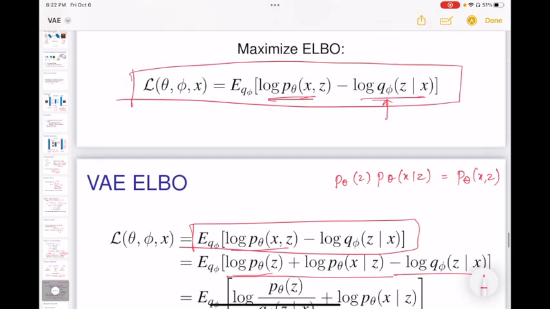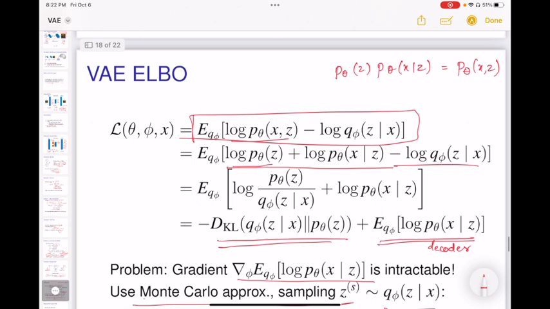So let me quickly tell you what the Monte Carlo trick is so that that step becomes clearer. Okay, so the Monte Carlo trick.